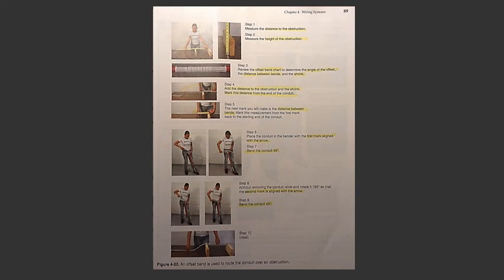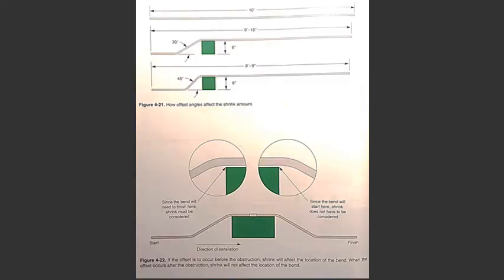Offset bend after an obstruction. Measure the height of the offset. Step 2 is to measure the distance between the connection point and the offset. Step 3 is to mark the conduit at this distance.